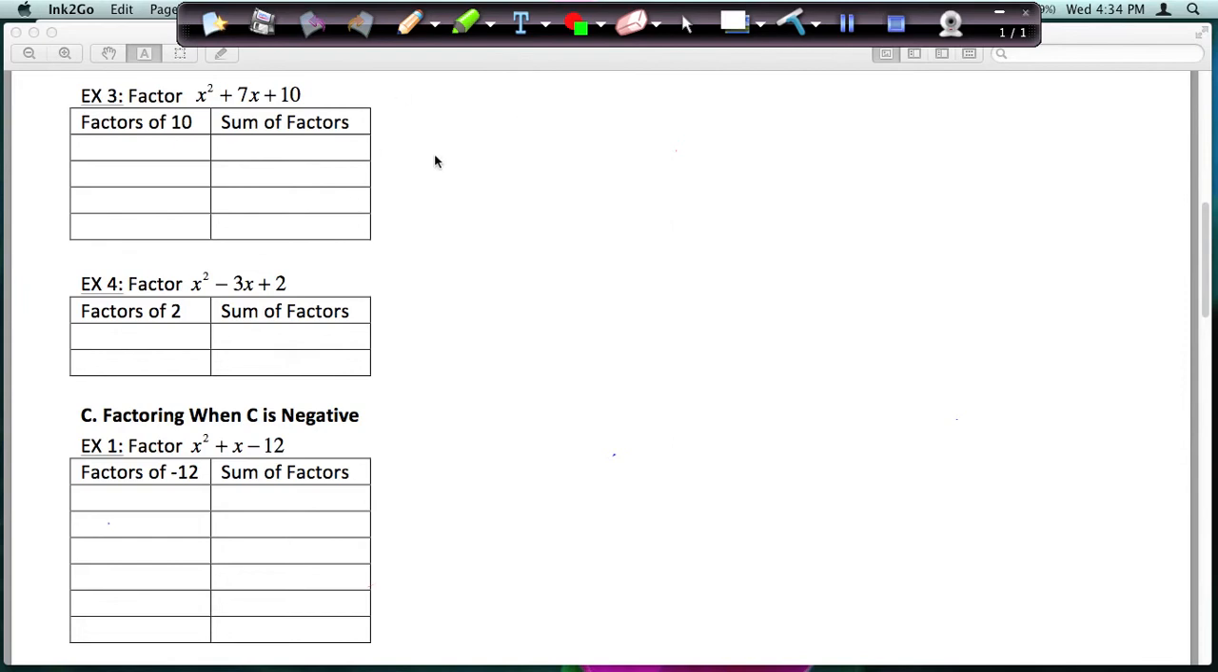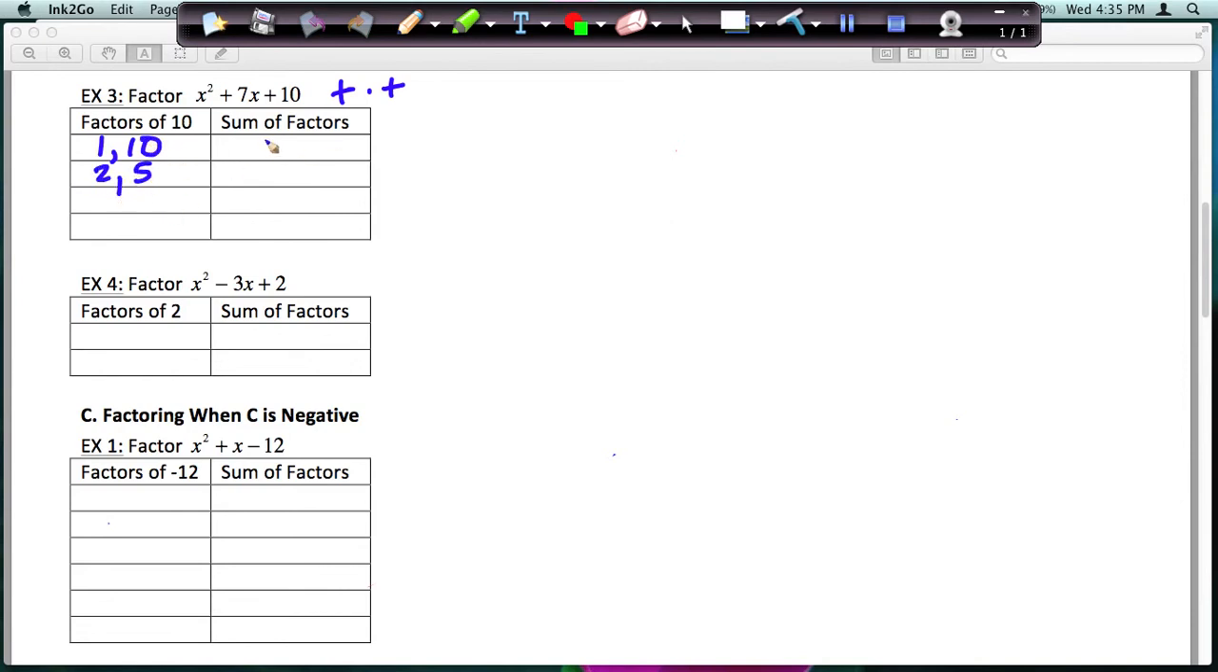Practice a few more. Let's look at x squared plus 7x plus 10. Again, there's no GCF here, and same thing as before, I have two positives. We know that's going to be two positives that we're going to look at. So first thing, let's write our factors of 10, the two numbers that multiply to be 10. So we have 1 times 10 and 2 times 5. Those are our only options.